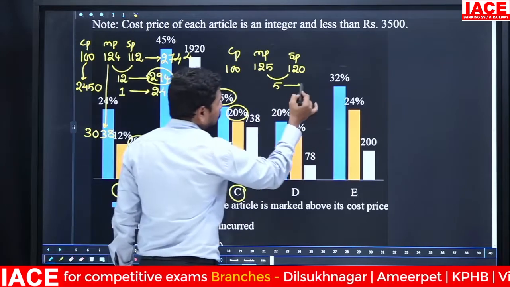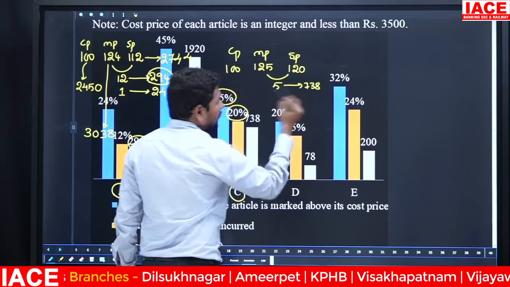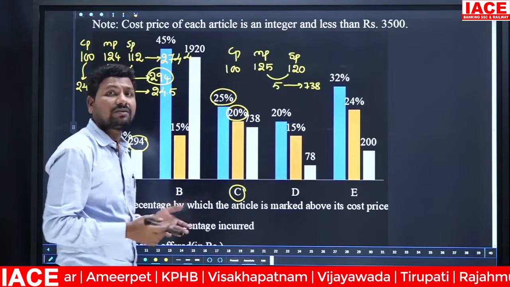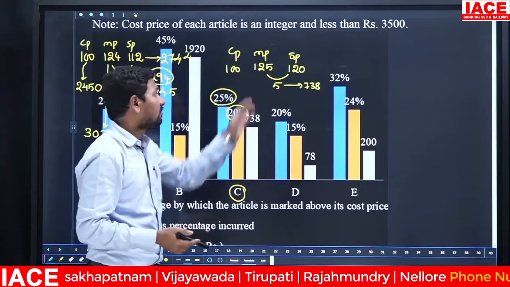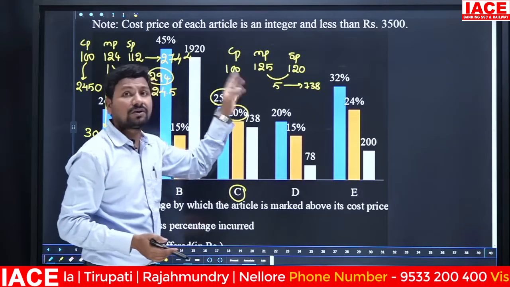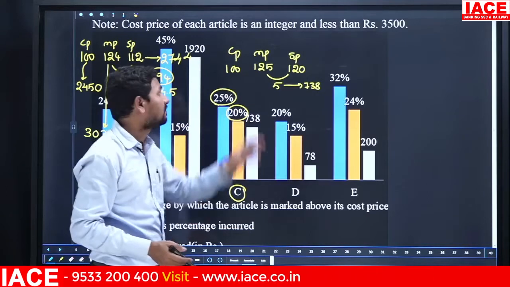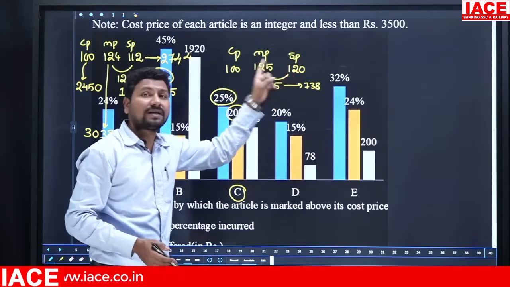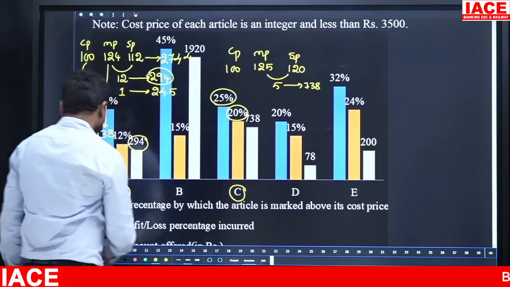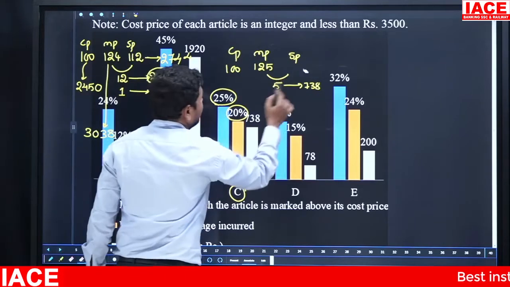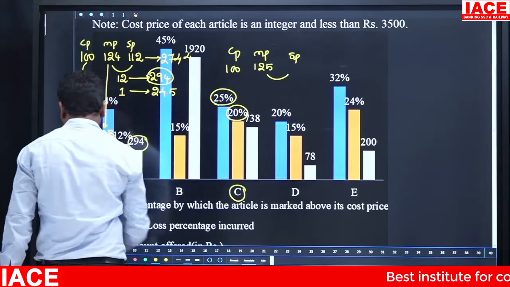5 parts is equal to how much rupees? 738. If 5 parts is 738, then 10 parts is approximately 1400, and 100 parts is 14,000. But I need the cost price to be less than 3500. That's why taking the selling price as 120% is not correct. Then you can take 80. If you take 80, it is somewhat flexible.